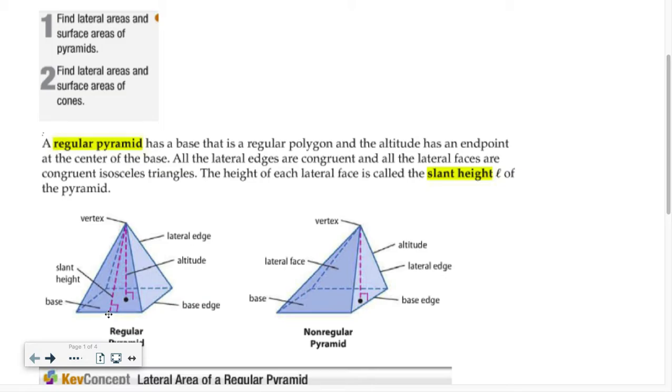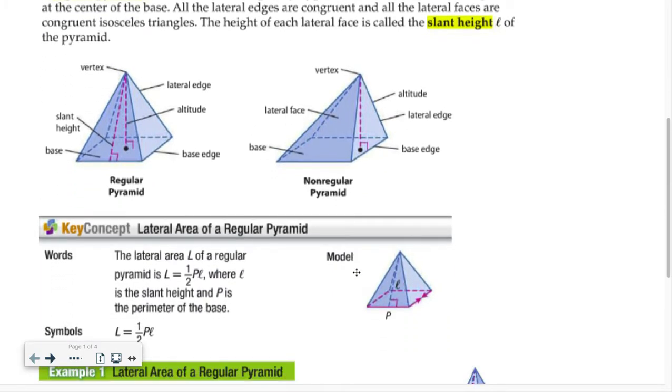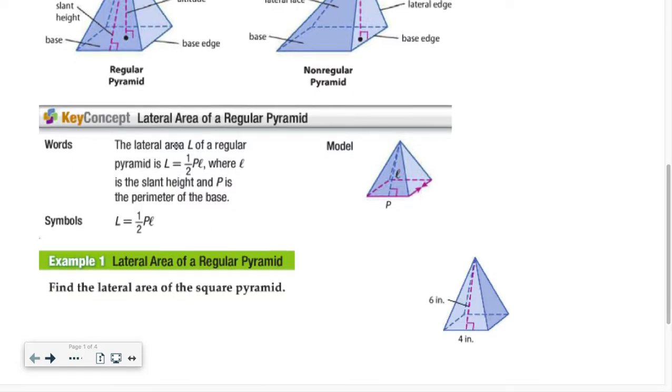it lies on one of the triangular faces here, and so it goes kind of up the side of the pyramid. It is perpendicular to the base, but comes from the top of the pyramid, goes down that lateral face to the base. All right, we won't worry too much about non-regular pyramids, but there is an example of one.